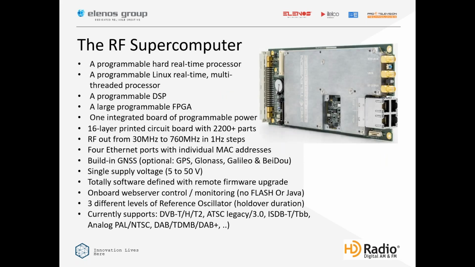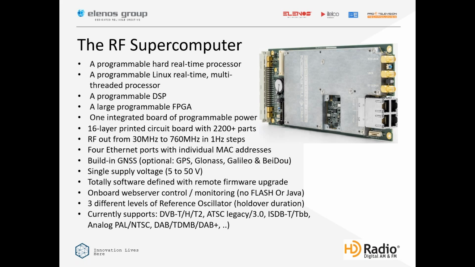And all of it in our implementation is based on something we call the RF Supercomputer. This is a device made by a company called Pro Television in Copenhagen, Denmark. It's been designed primarily as a digital television modulator. If you're familiar with SDRs, software-defined receivers, this is an SDT, a software-defined transmitter. You plug in the program, and it switches what kind of signal it creates. It can do all the digital television standards, even some analog television standards, as well as some radio.